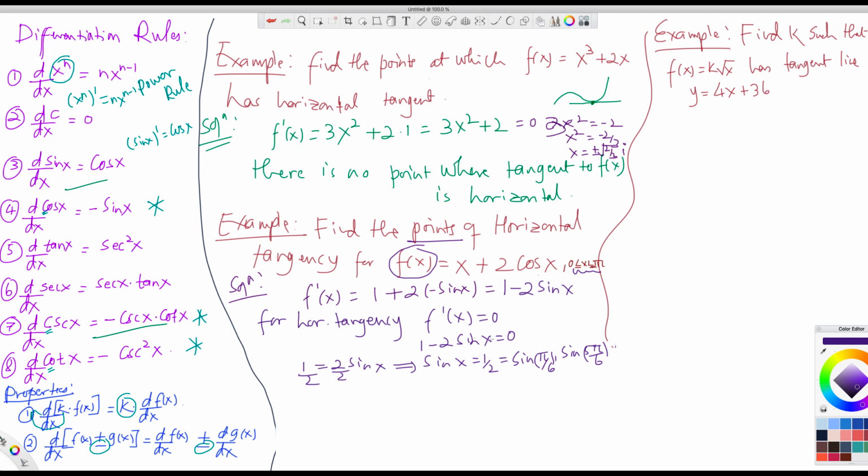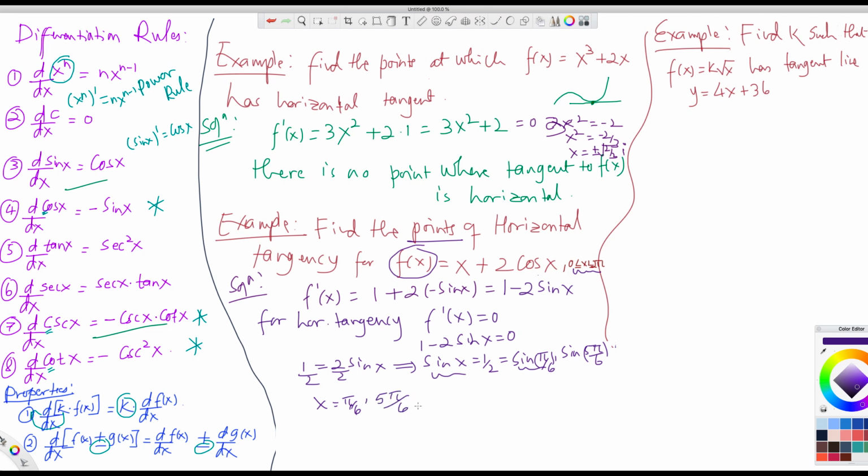Okay, so what do you get then? If you take this one and that one, you cancel sine and sine, or you take the inverse sine, and you get x equals pi over 6. And the other value is, if you cancel sine and sine here, you will get x equals 5 pi over 6.